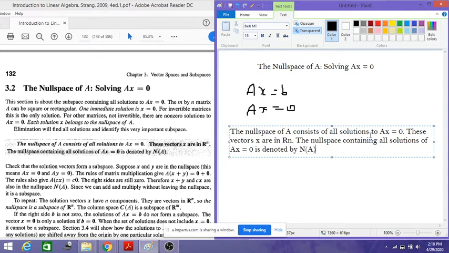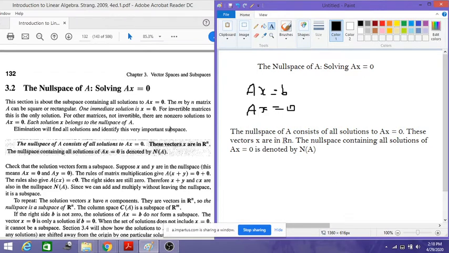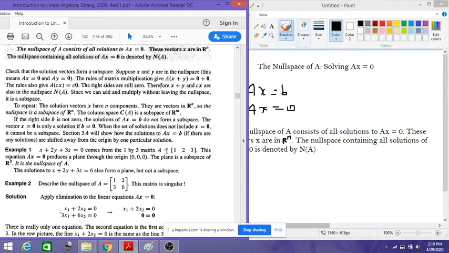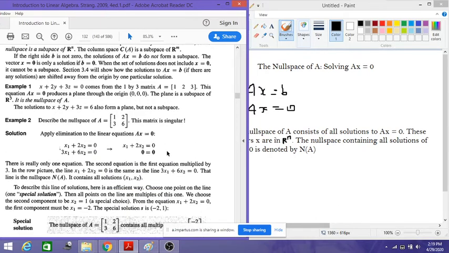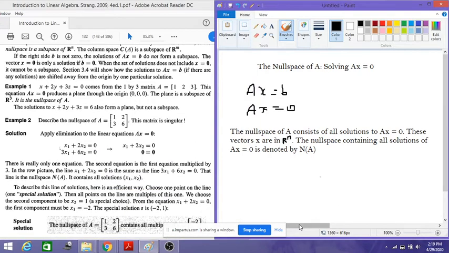So the null space of A consists of all solutions to Ax equal to 0, and these vectors are in R power n. So R power n, the null space containing all solutions to Ax equal to 0 is denoted by N of A. To understand this, we straight away look into an example to understand the null space.